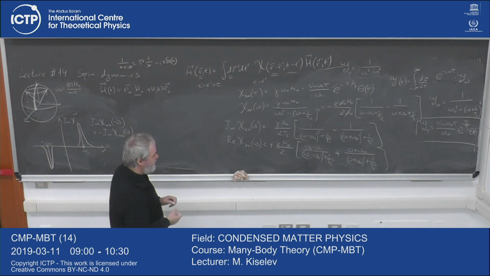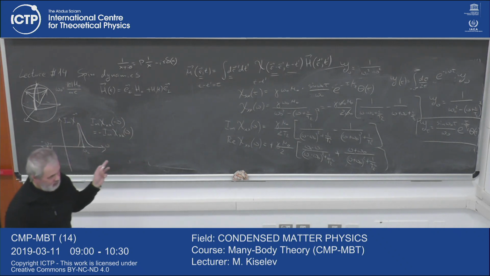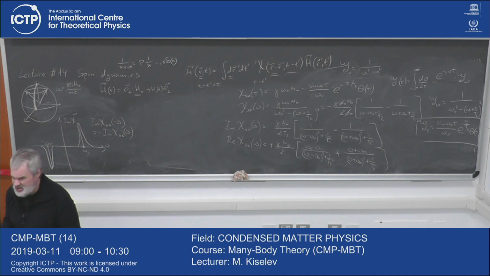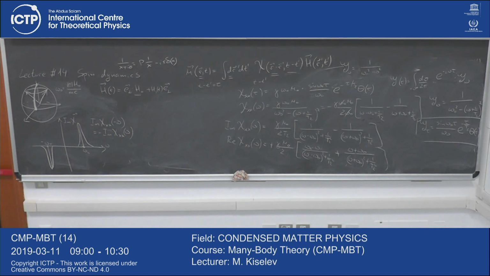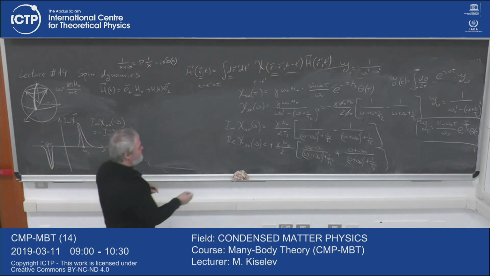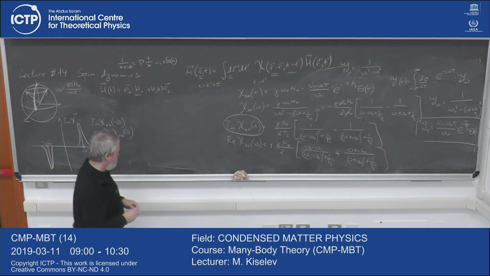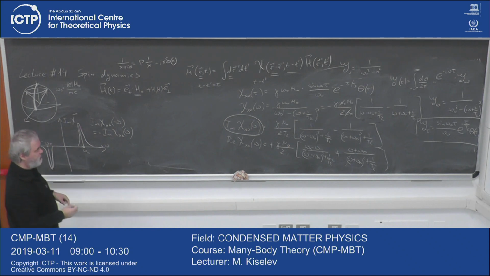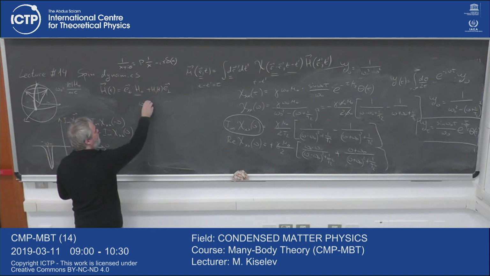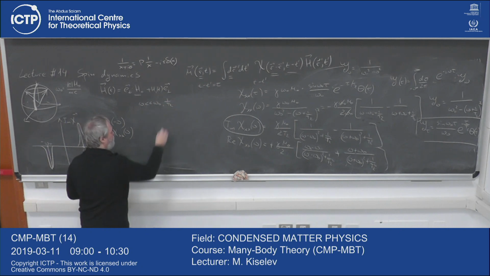And the last calculation which I would like to make, I would like to study the behavior of the imaginary part for very small omega. So in the vicinity of origin. So if omega is much smaller than omega naught and 1 over T2.